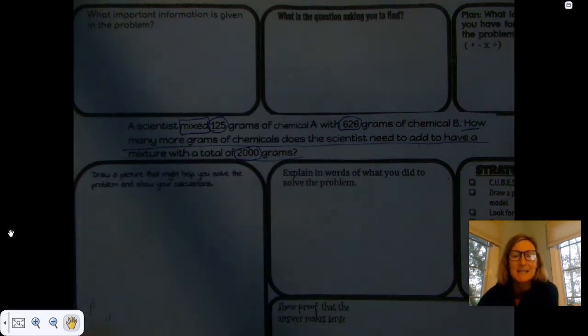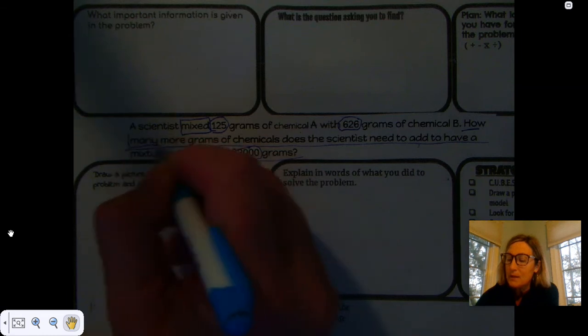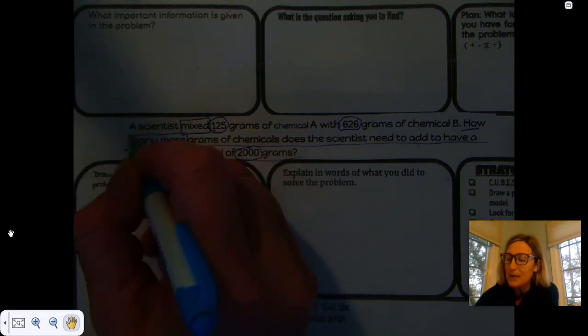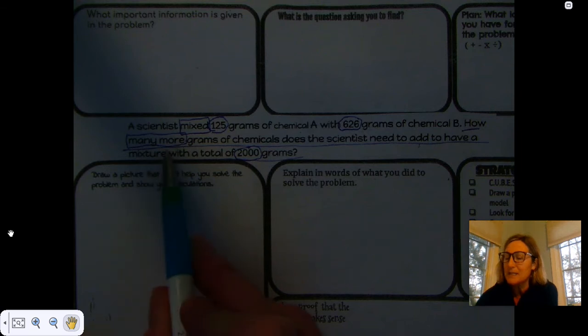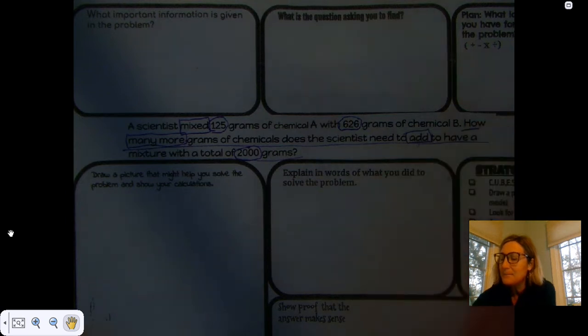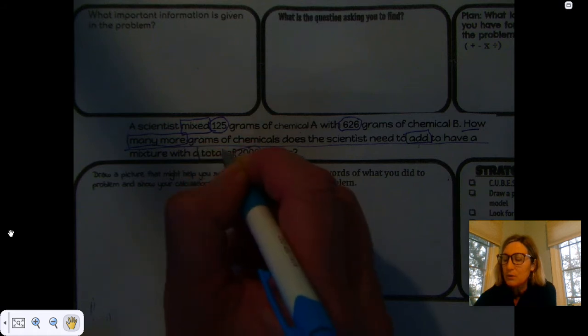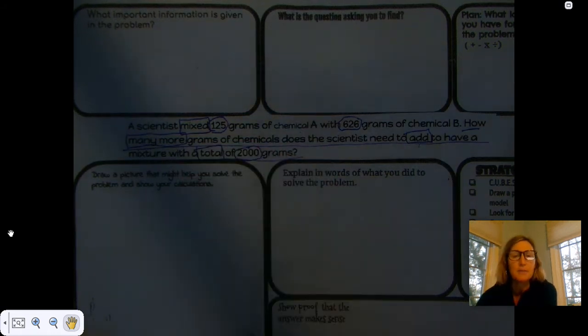So maybe we can put a box around "mixed," because what do you do when you mix? You're going to be adding together. "How many more?" I might box that. That might give me a clue of what operation I need to do. That might tell me I need to subtract. "Of chemicals does the scientist need to add to have a mixture with a total of 2,000 grams." So I'm just boxing the words that might give me clues.